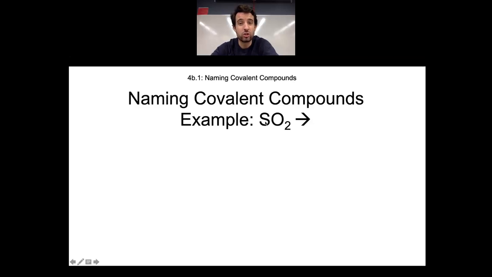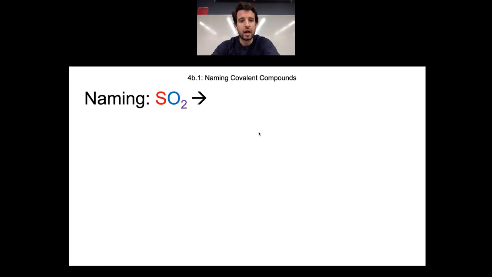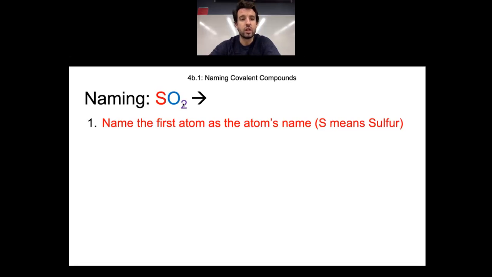Covalent compounds are a little different because we don't have ions, and that makes them a little bit nicer to name. So I'm going to turn this S into red, this O into blue, and this 2 into purple. The S, the O, and the purple 2 all contribute to the name. Here we go. What you do with the first letter, the letter in red here, is you just name it. So S is sulfur, so we put sulfur down. Pretty straightforward.